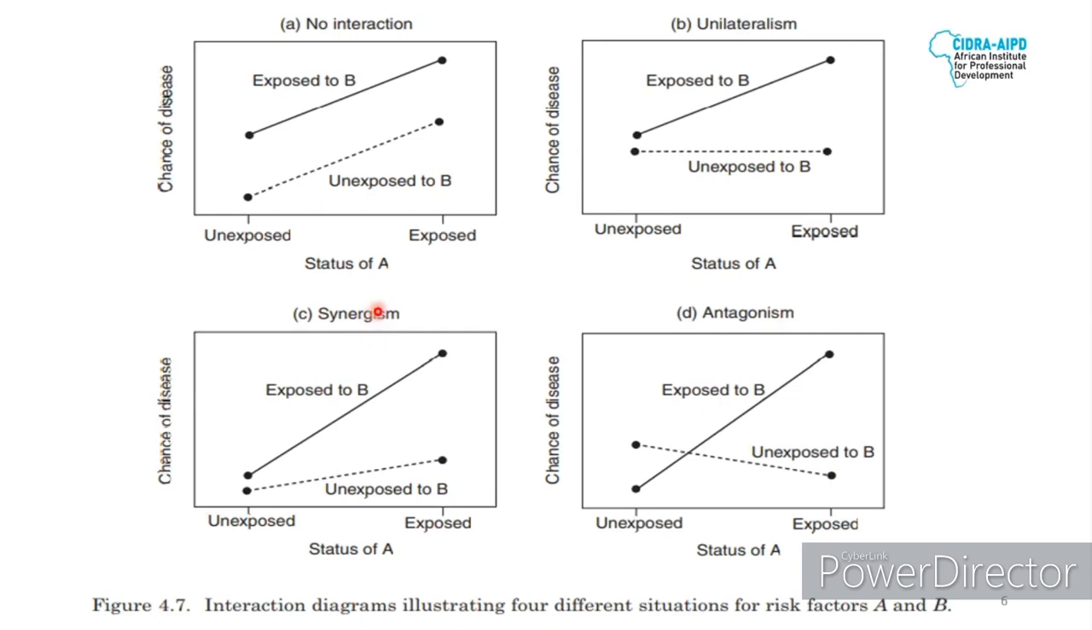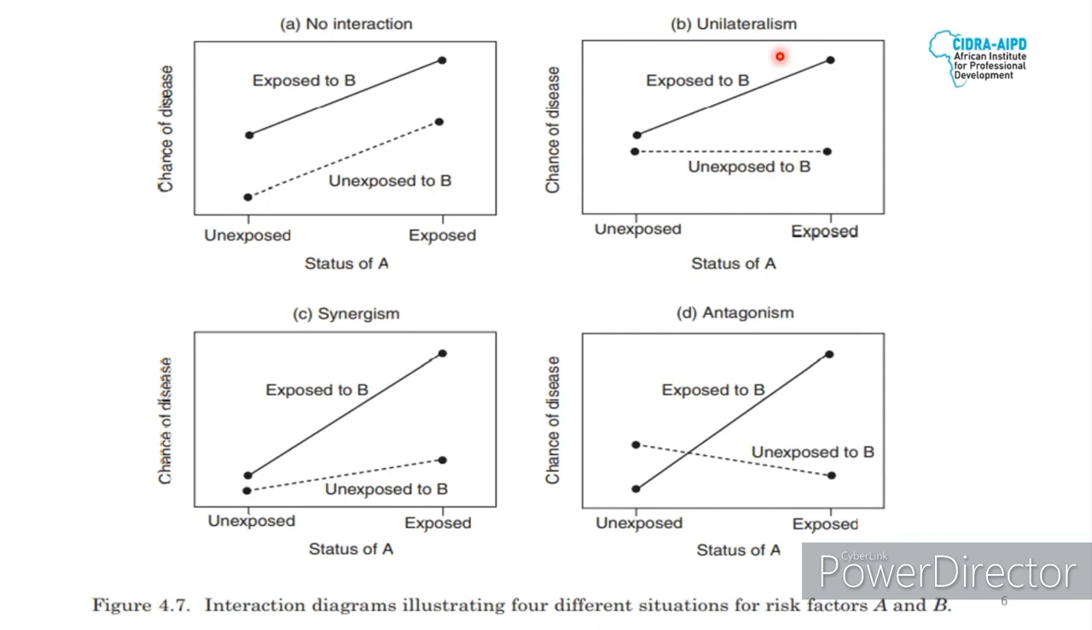This, C, is synergism. Synergism is when the effect of A is in the same direction but stronger in the presence of B. Here we can see the effect of A is in the same direction but stronger in the presence of B, whereas in this case it is in the opposite direction. Now B is unilateralism. Unilateralism is when A has no effect in the absence of B, but a considerable effect when B is present. Unexposed to B, A has no effect, but when exposed to B, it has a considerable effect.